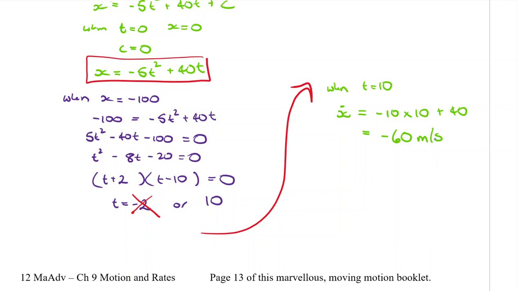So you could explain those results, because if you were trying to do this question with somebody, those numbers there might not make a lot of sense. So you might want to say it takes 10 seconds to hit the ground at a speed of 60 meters per second.